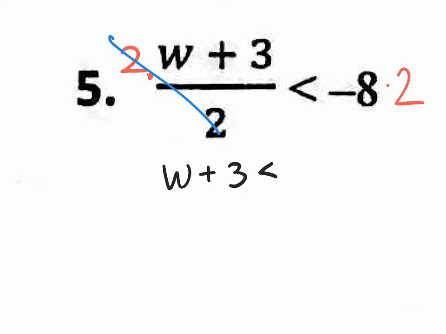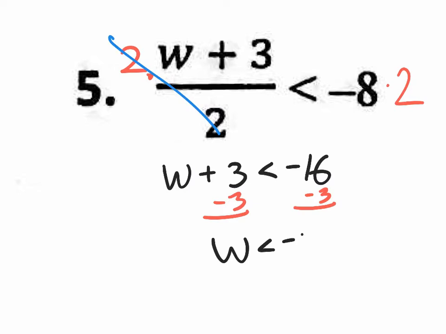Less than negative 16. Okay, so the inequality did not change because I didn't multiply by a negative. I multiplied by 2. So I still need to get the W by itself. Michelle, what do I do? Subtract 3. I'm going to end up with W is less than... Monse, help me out here. W is less than what? Negative 19. All right. Okay, so there's our answer.